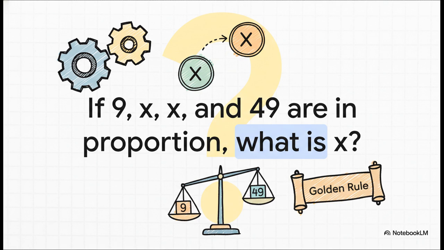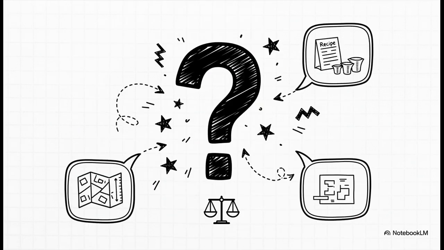Just apply that golden rule. And hey, don't let the two x's in the middle throw you off. The rule works just the same. And that's pretty much it. You now have the key. You know how to crack the code of proportion.